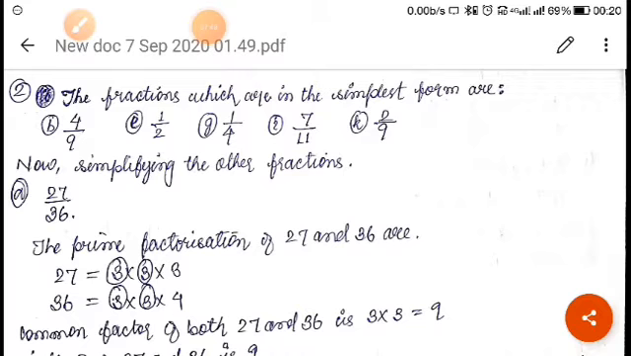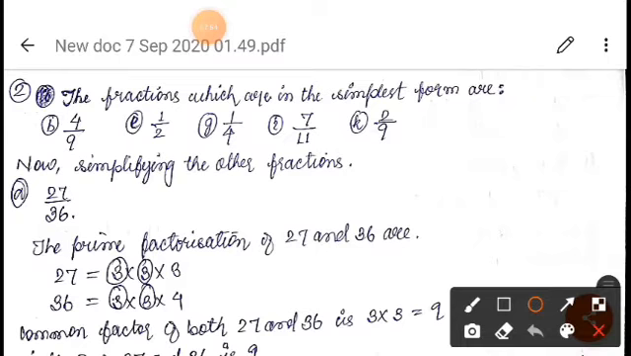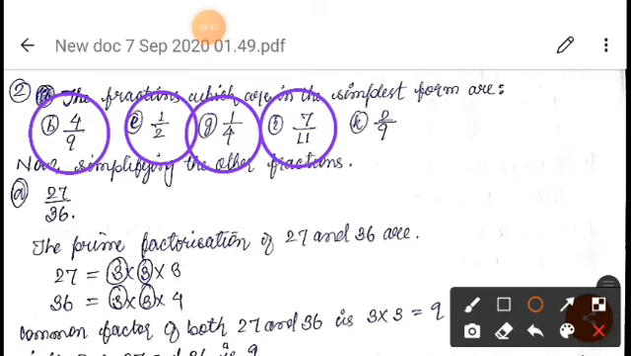So when you see here, number B, 4 by 9, is in the simplest form, number E is in the simplest form, 1 by 2, number G is in the simplest form, 1 by 4, number I is in the simplest form, which is 7 by 11, and number K is in the simplest form, 2 by 9, and the rest are not in the simplest form. So what we have to do? We have to convert them into the simplest form, with the same method which we have used.